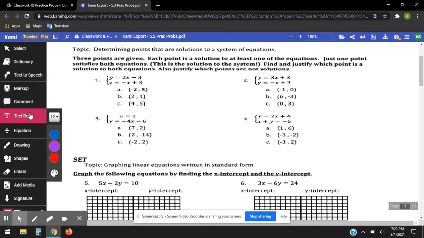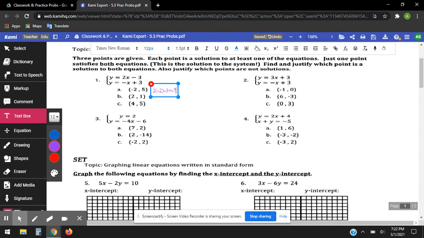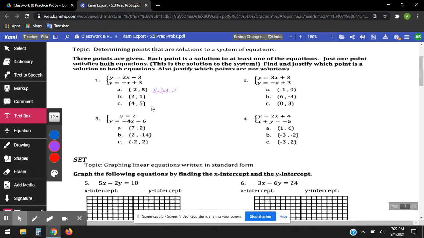We are going to go ahead and I'm going to do the first one on the right and the second one on the left, and we'll just see what happens when we plug in these numbers. So 2 times -2 minus 3 equals, that's -4 minus 3 equals -7. So that does not work with our first one. Well, that was easy. That narrows that one down.